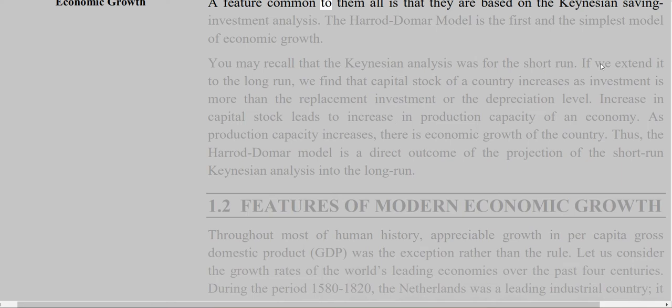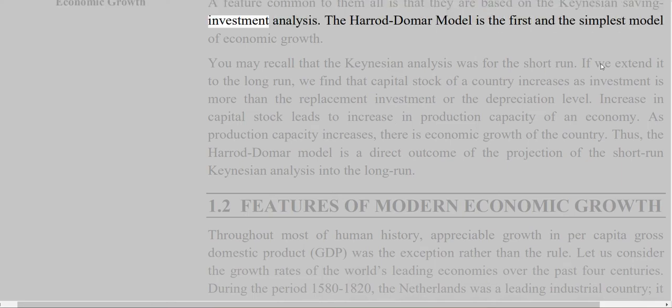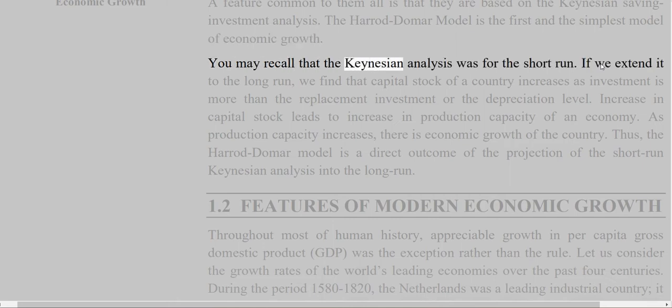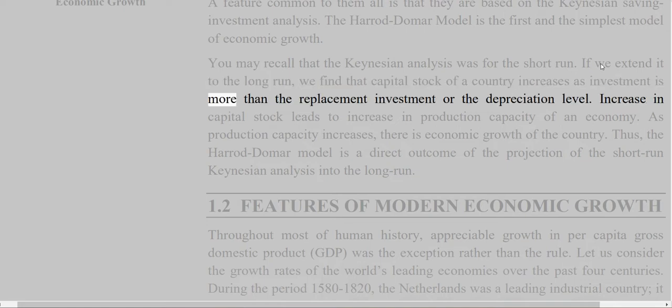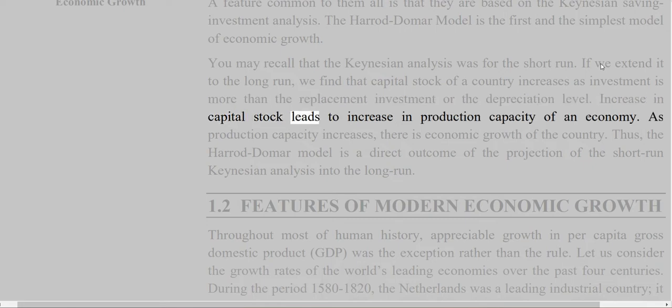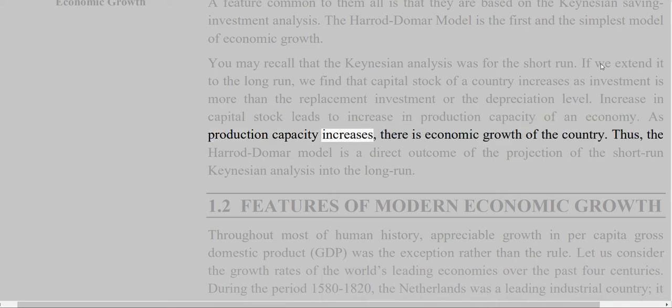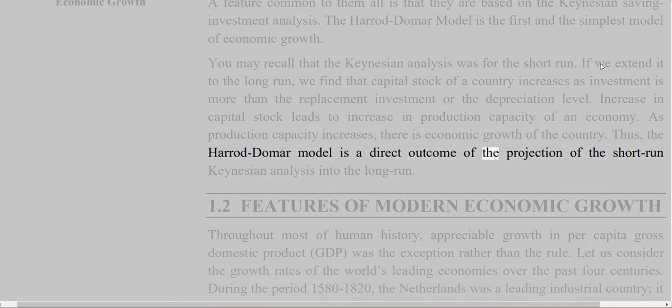A feature common to them all is that they are based on the Keynesian saving-investment analysis. The Harrod-Domar model is the first and the simplest model of economic growth. You may recall that the Keynesian analysis was for the short run. If we extend it to the long run, we find that the capital stock of a country increases as investment is more than the replacement investment or the depreciation level. Increase in capital stock leads to increase in production capacity of an economy. As production capacity increases, there is economic growth of the country. Thus, the Harrod-Domar model is a direct outcome of the projection of the short-run Keynesian analysis into the long run.